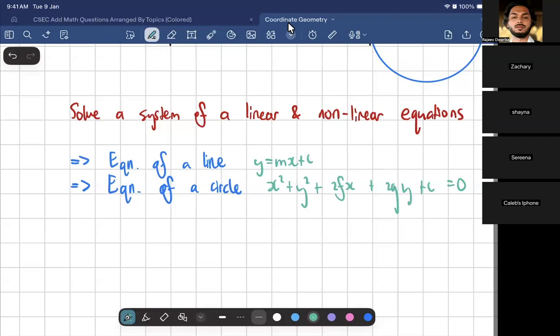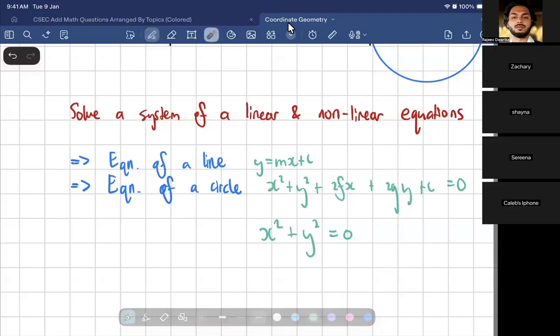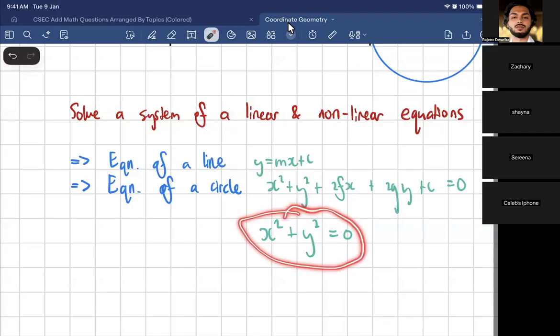Cool. I have a question. Would this be the equation of a circle? Yes or no? Think about it and get back to me. And if it is, what would the center be? So that can be the equation of a circle. It is.